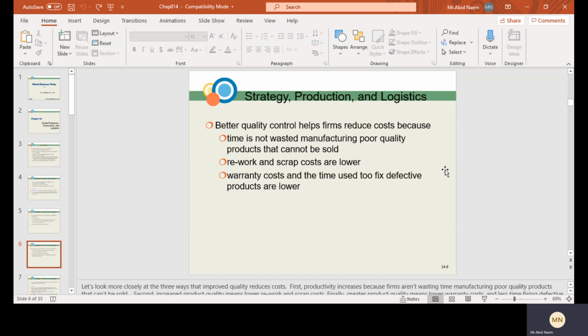So better quality controls can help firms reduce costs because time is not wasted manufacturing poor quality products that cannot be sold, and rework and scrap costs are lower if the processing, manufacturing and supply chain systems are optimized, and warranty costs and the time used to fix those defective products will also lower with the passage of time.